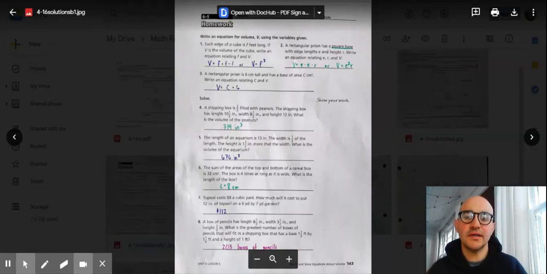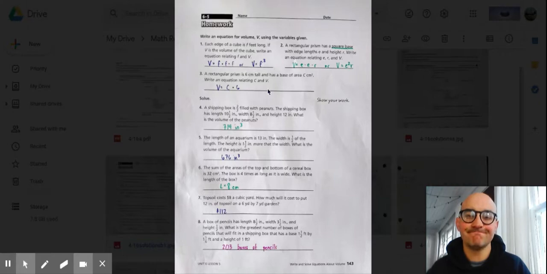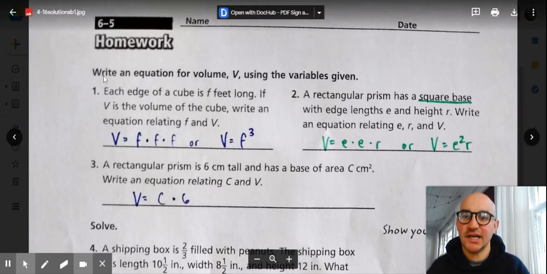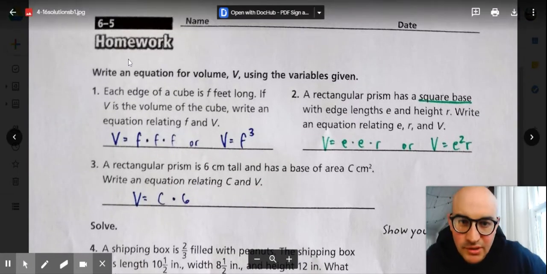I'm going to work with you on part 2 of the homework for Thursday, April 16th. Still getting the dates, still having trouble with the dates. It says on the top of the page 6-5 homework, and let's get right into it.